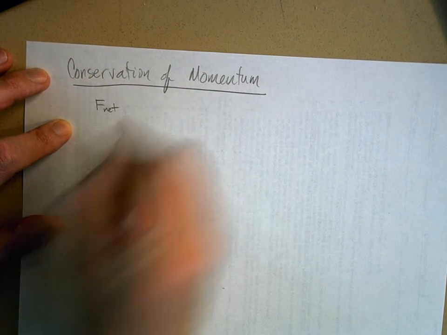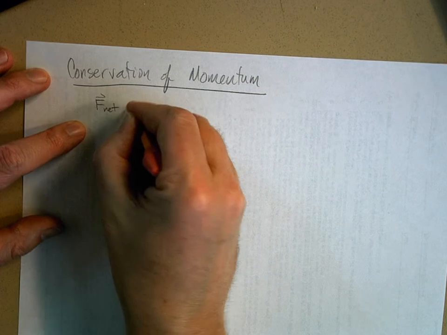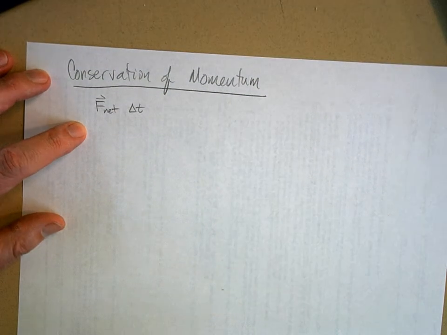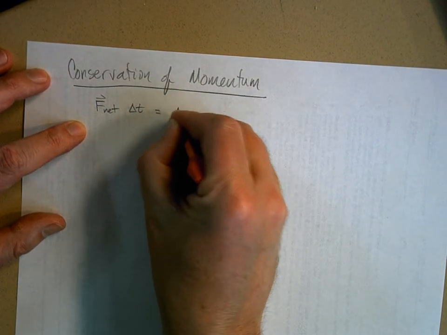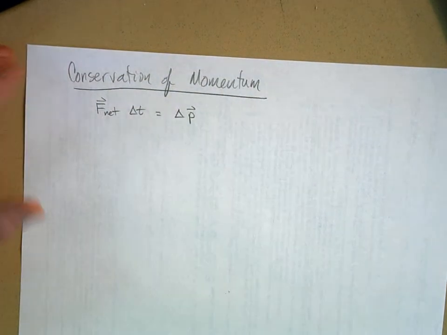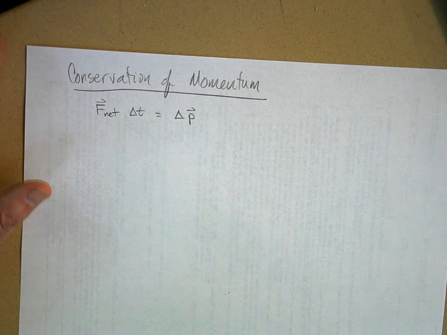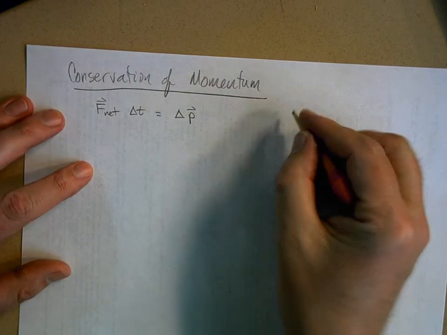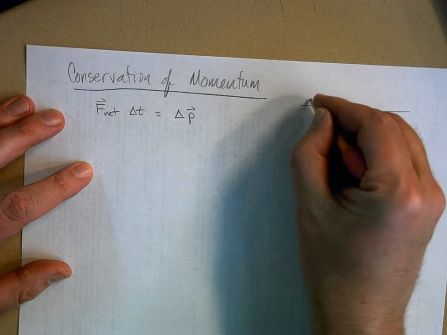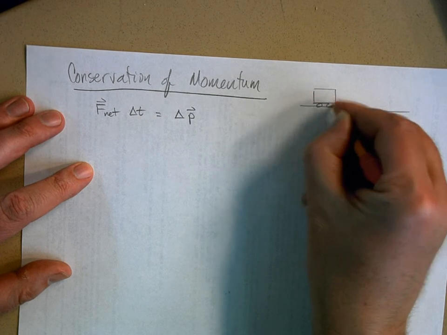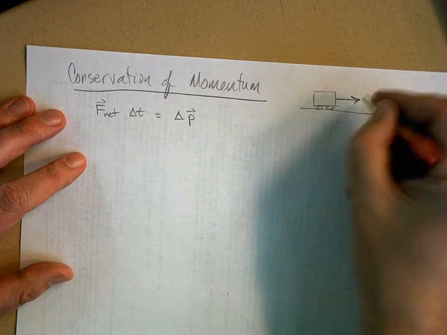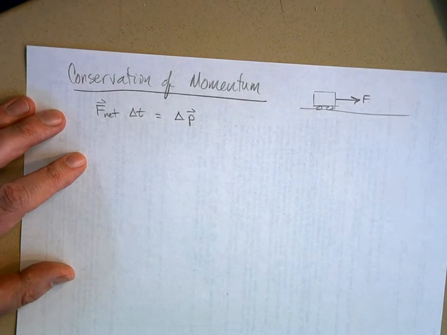We have the net force on an object. We multiply it by the time that that force is applied, and that will be equal to the change in momentum of my object. Now here's a very simple example of this. Imagine I have a crate on wheels, and I apply some force to it, and it turns out that this force is the net force on the object.